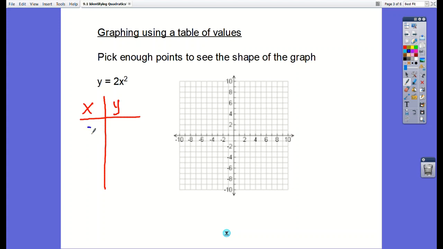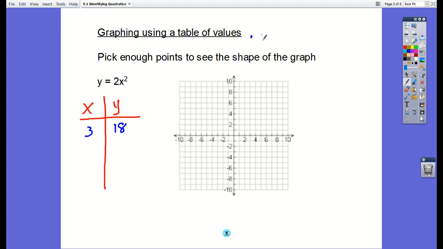3. 3 is a good one. Okay, so if we plug in 3, we get 2 times 3 squared. 3 squared is 9, so we'd get out 18. A little large, right? So we'd have 3 here. 18 would probably be about there.